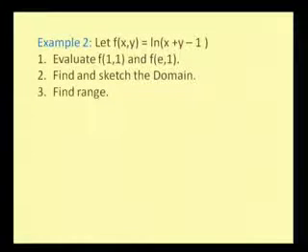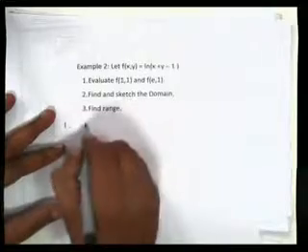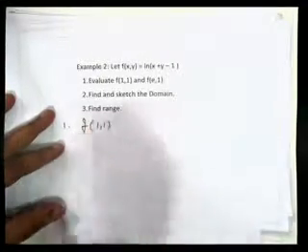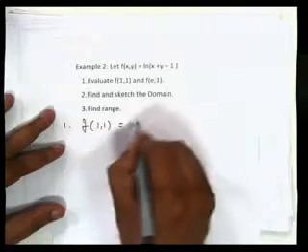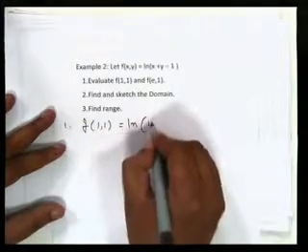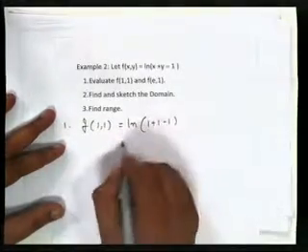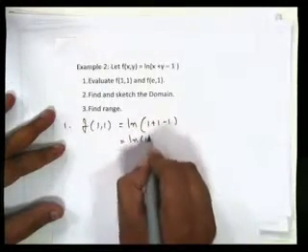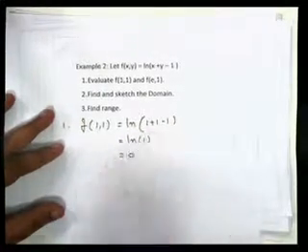Now example 2. Here the function f of x y is equal to log of x plus y minus 1. Evaluate f of 1 1 and f of e 1. So first part, f of 1 1 is equal to log of 1 plus 1 minus 1, and that is equal to log 1, and we know that log 1 is equal to 0.